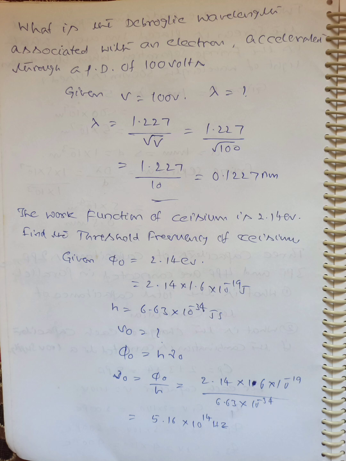The work function of cesium is 2.14 electron volts. Find the threshold frequency of cesium. Here it is given phi naught is equal to 2.14 electron volts. 1 electron volt is equal to 1.6 into 10 power minus 19 joules. That is equal to 2.14 into 1.6 into 10 power minus 19 joules. Planck's constant h is equal to 6.63 into 10 power minus 34 joule second. Threshold frequency nu naught is equal to how much? We know that phi naught is equal to h into nu naught. Nu naught is equal to phi naught by h. And substituting these values in this formula, we will get nu naught is equal to 5.16 into 10 power 14 hertz.